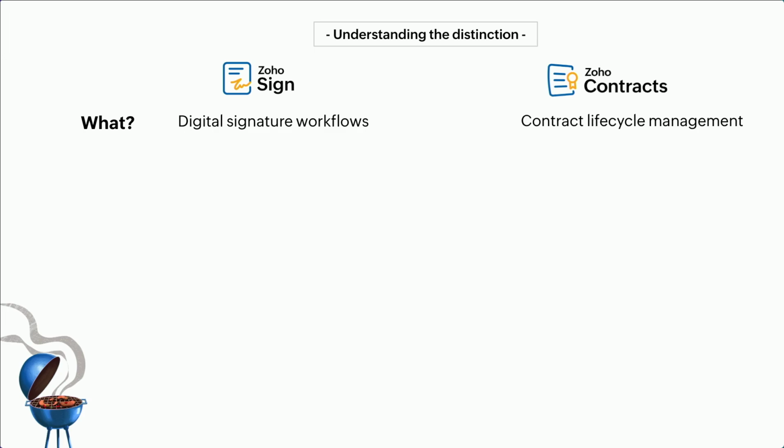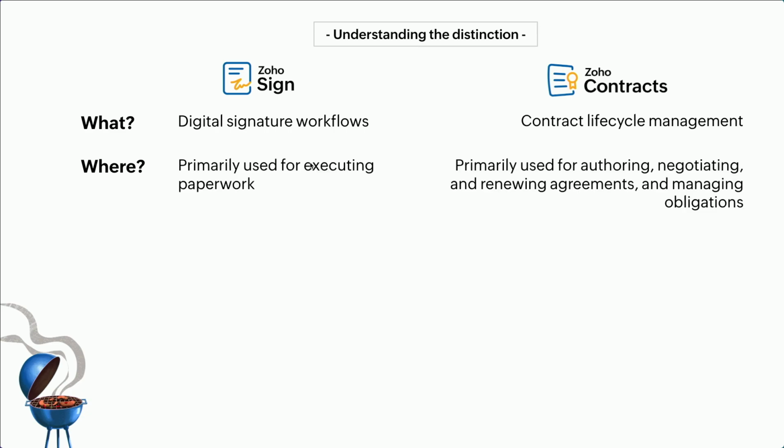It is, like I said, a wrapper that is built on top of Zoho Sign and Zoho Writer, and it works with CRM the same way Sign does. To understand that, you just need to look at the functionality. Zoho Sign is just digital signature workflows, whereas Contracts is contract lifecycle management. But where you would use these is where the distinction lies. Sign is executing paperwork, meaning it's only getting documents signed. Whereas with Contracts, you can use it for authoring, negotiating, managing paperwork, renewing them, and managing your risks and obligations.